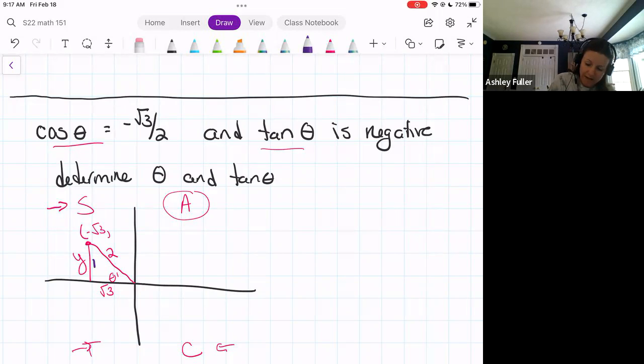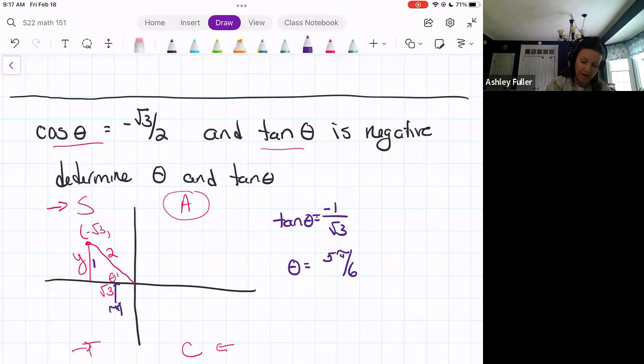So to calculate our tangent value, remember tangent is going to be opposite over adjacent, which is going to be 1 over the square root of 3. It is negative because it is in that second quadrant. And then that theta value, again, from our relationships, we know that theta is going to be 5 pi over 6, since the reference angle itself is going to be pi over 6.